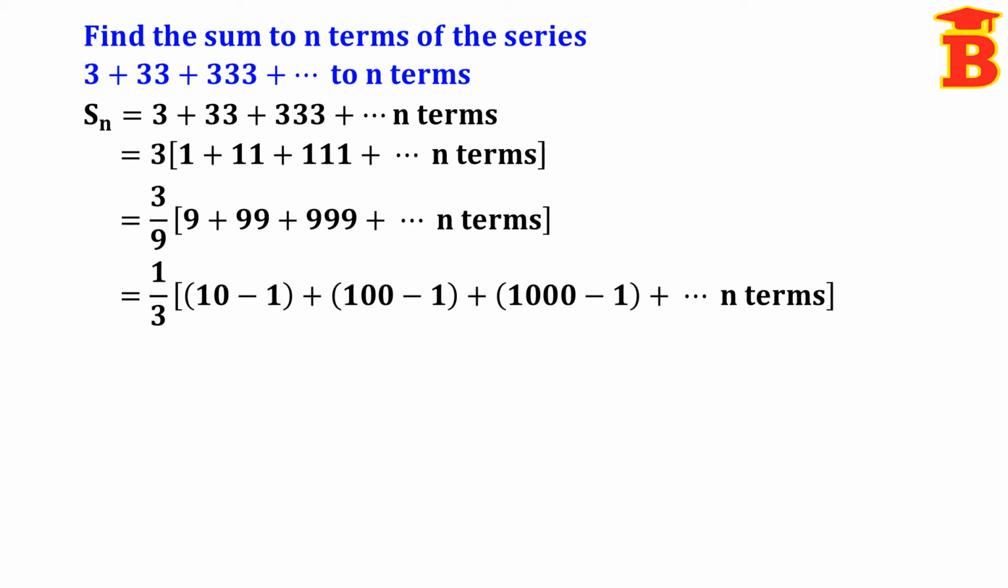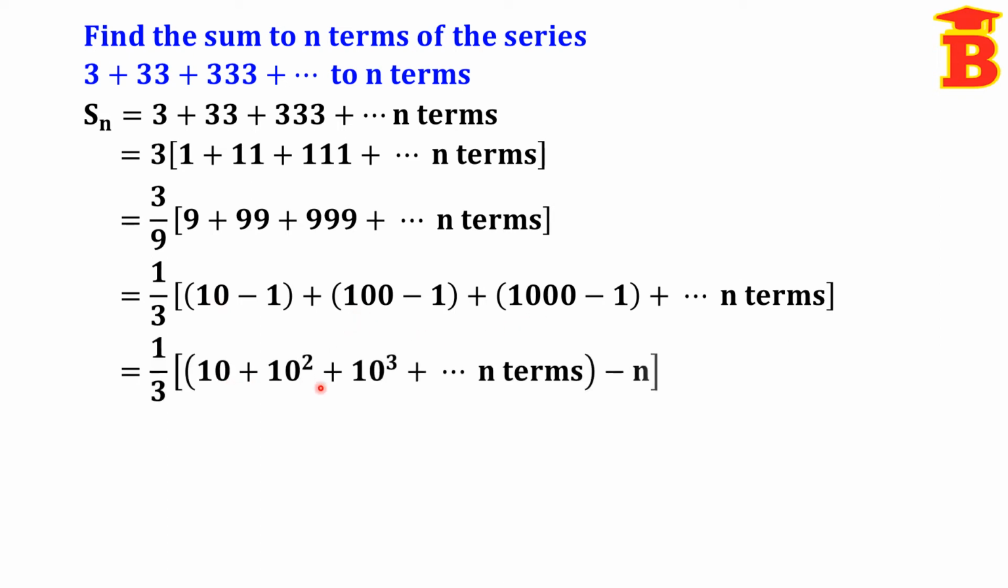Now we can separate this 10 plus 100 plus 1000 plus etc. up to n terms. So that is 10 plus 100 is 10 square plus 1000 is 10 cube plus etc. up to n terms. And this minus 1 minus 1 minus 1 we have n times, that is minus n. And note that if we have minus 1 minus 1 minus 1 3 times, then it is minus 3. Similarly, if we have 4 times, then it is minus 4.